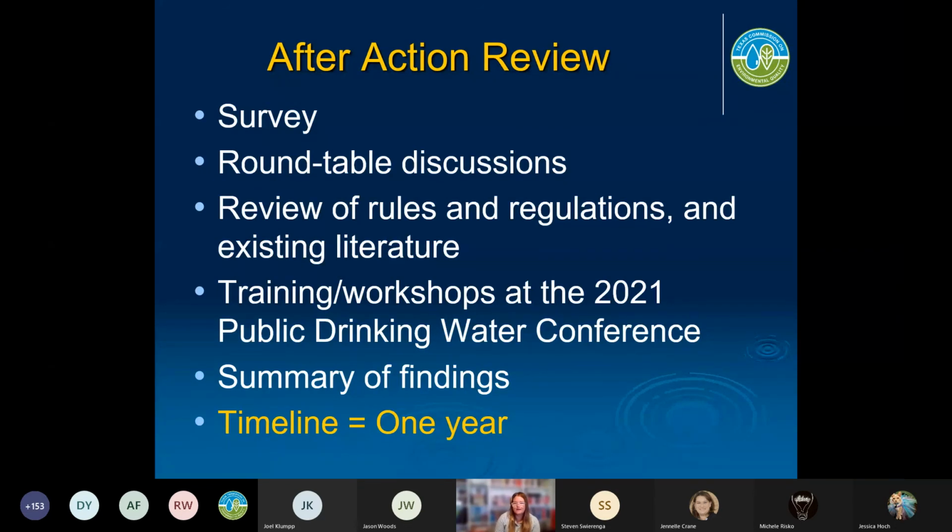So once we conclude these tasks, we will analyze the information we obtained during each step of the process and will present our findings and suggested recommendations for the commissioner's consideration. Recommendations may include regulatory, statutory, additional training and guidance needs, or changes to the agency processes, or address the challenges experienced by systems during the storm. We will also present any recommended actions that the agency can take to better assist public water systems during these types of catastrophic events. This project will take place over the course of the next year.